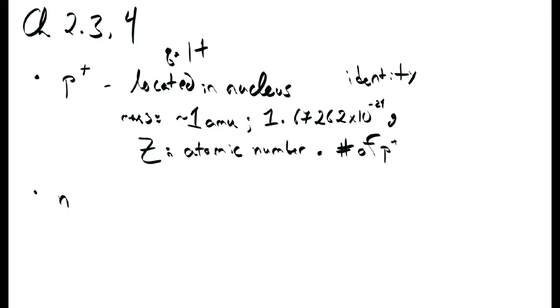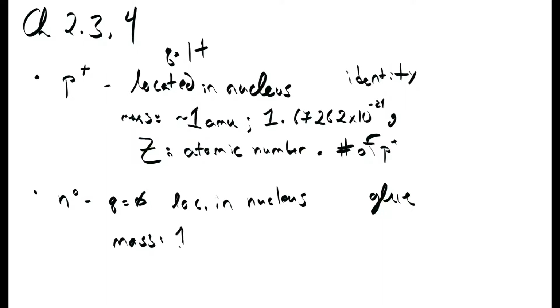Next up, we have the neutron, a charge of 0, also located in the nucleus. Its purpose is glue, to hold the atom together. Its mass is likewise about 1 atomic mass unit. But when you look at the actual numbers, 1.67493 times 10 to the negative 24th grams. Almost, but not quite the same as the proton. All right.